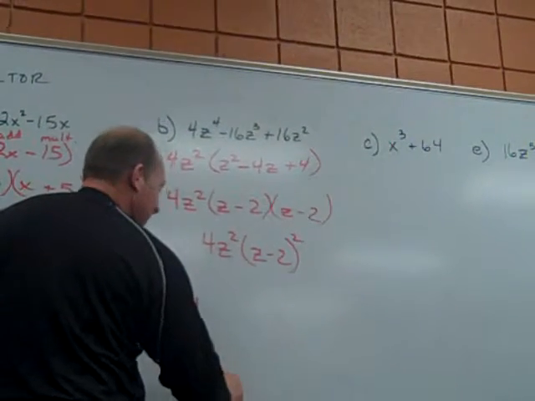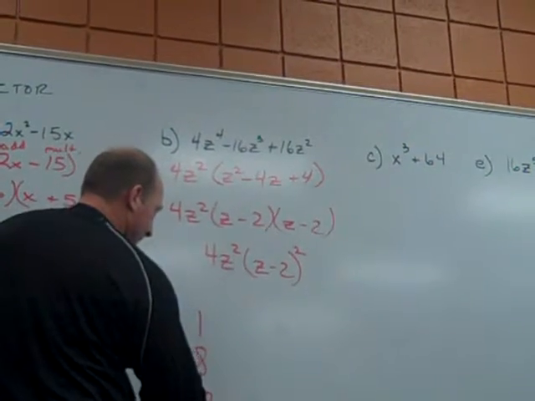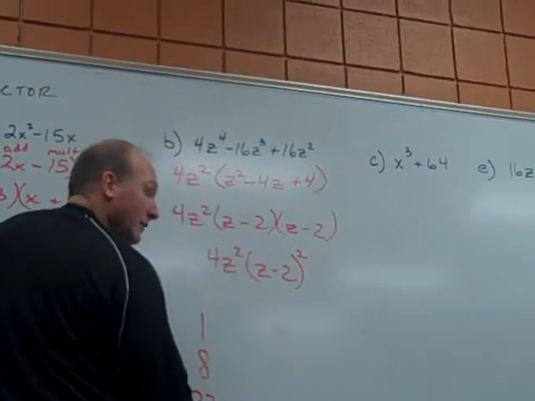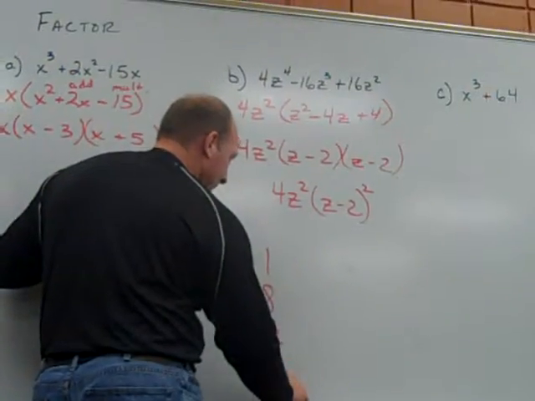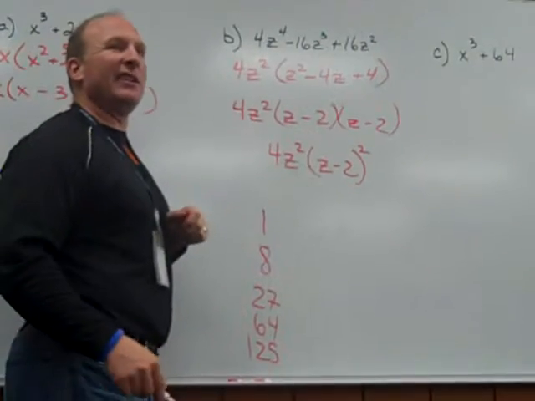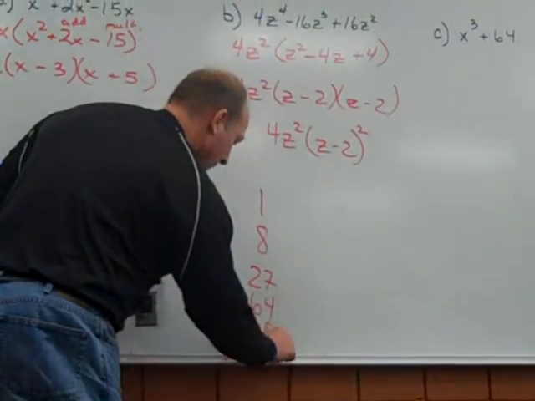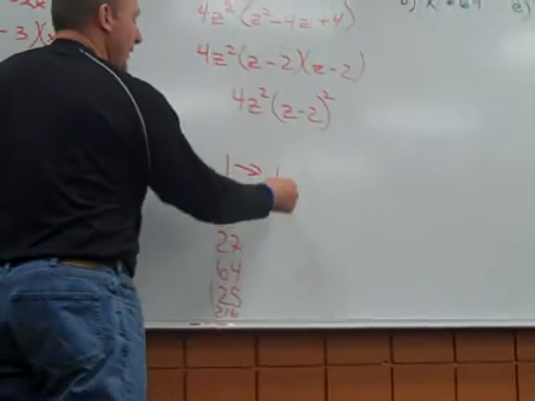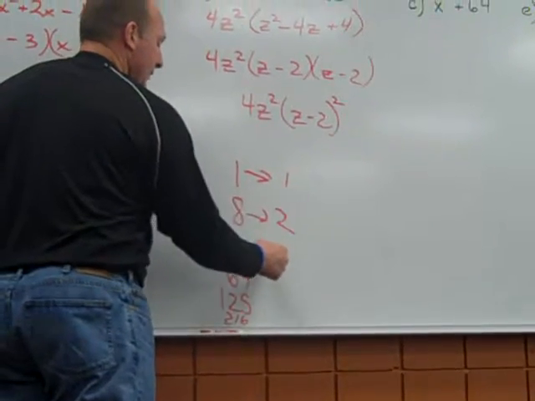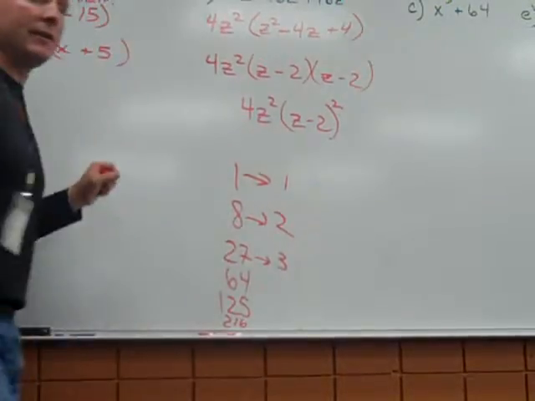27 is a perfect cube. 64 is a perfect cube. 125 is a perfect cube. And I won't let you go any higher than 216. So, what's the cube root of 1? Cube root of 8? You can kind of see the pattern developing.